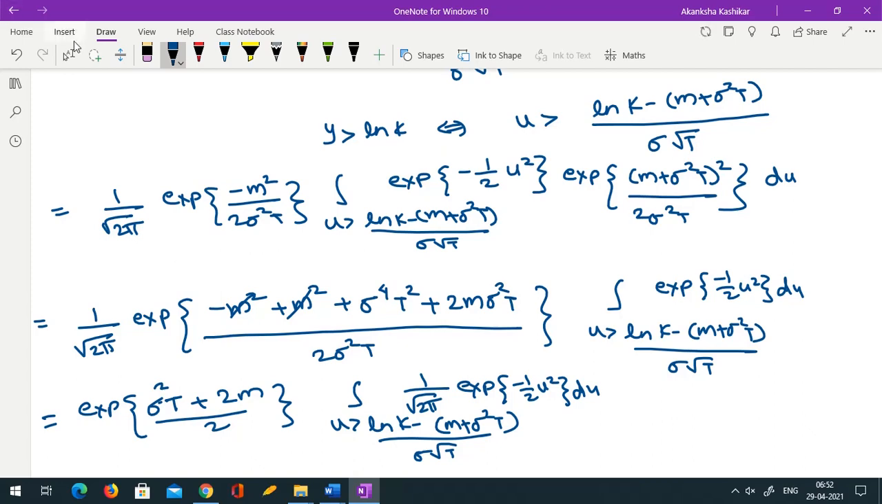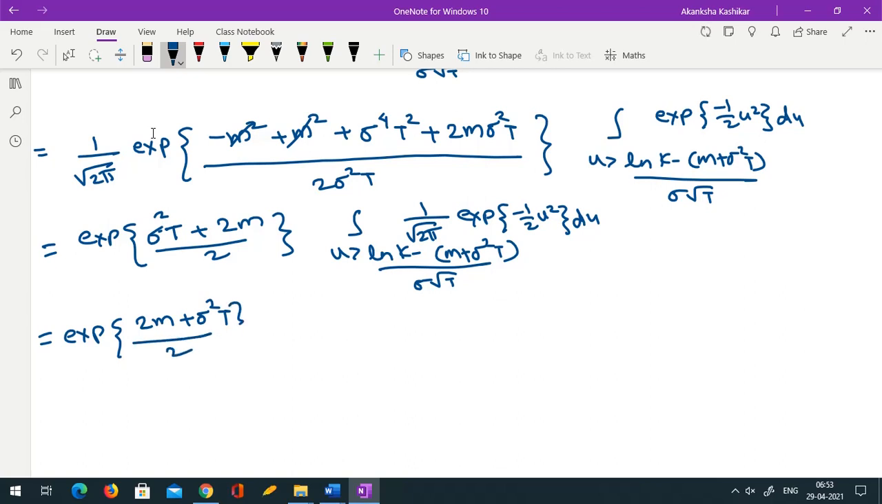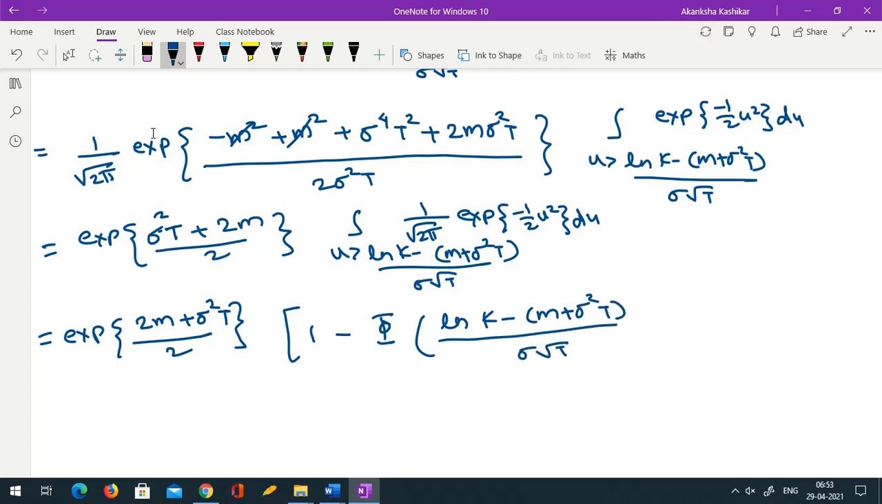Does this term inside the integral sign look familiar? Okay, so this is your PDF of standard normal random variable. So we are basically integrating PDF of standard normal variable over some range. So that is nothing but something related to CDF. Am I right? And because we are integrating over range u greater than something, it would be 1 minus CDF. So I'll have 1 minus CDF of standard normal at ln k minus m plus sigma square t divided by sigma root t. Okay.